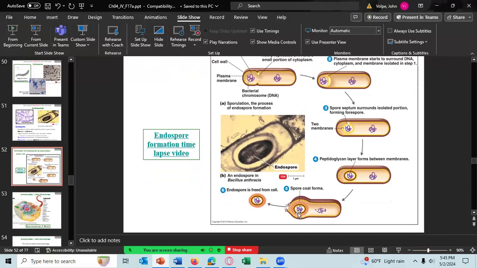And then the environment deteriorates further, and then the parent cell, which was this portion of the cell here, dies, and that will release the endospore. Any questions on endospore formation?